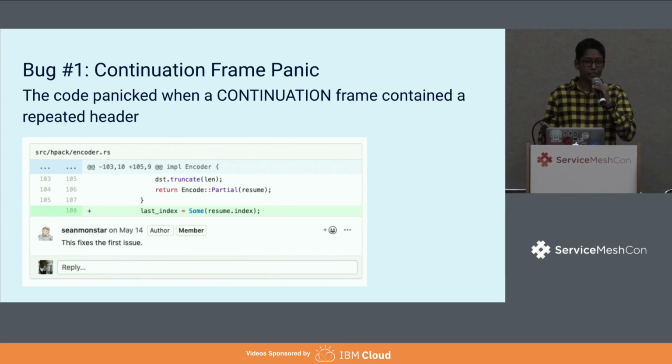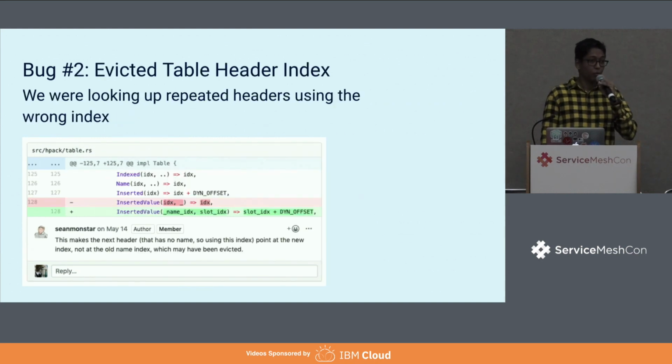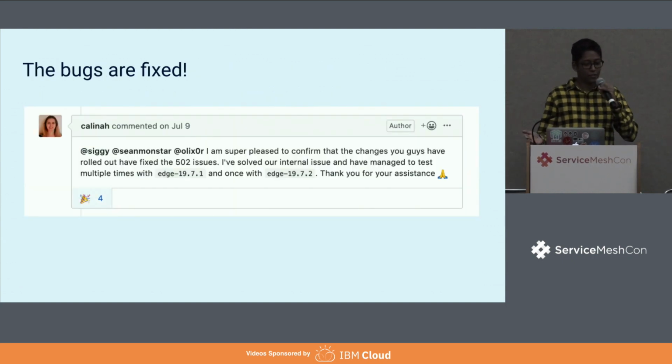So part of the reason this was so complex to diagnose was that there were multiple bugs in play, but eventually we found them. So the bug was that our code was panicking when a continuation frame had a header that was repeated. Bug number two was that we were looking for headers in an index that had been evicted previously. And there you have it. We found the bugs, and we fixed the bugs, and the user was happy.